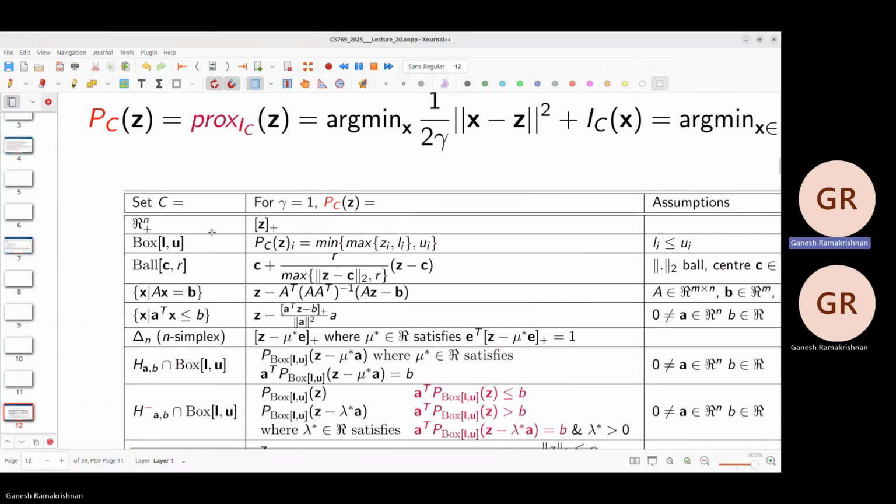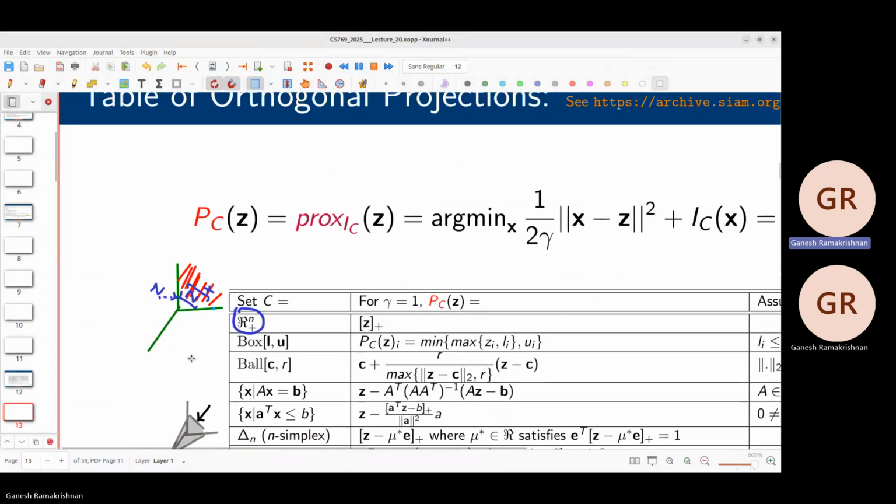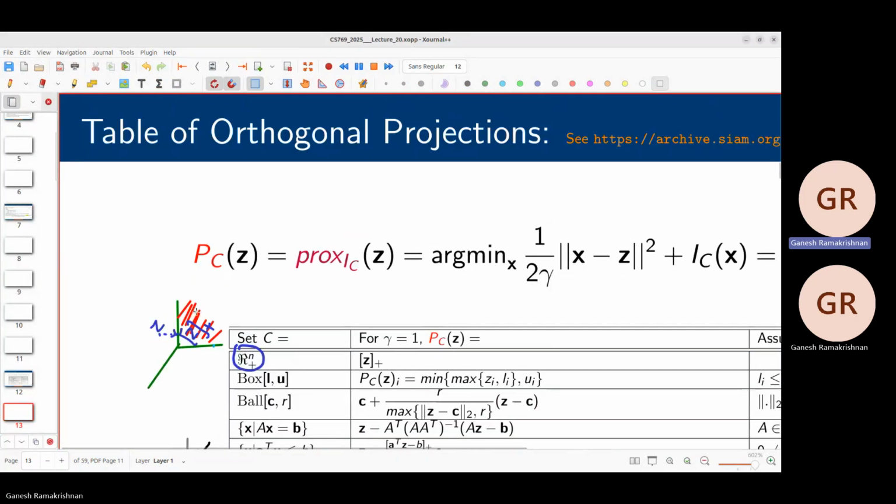Z plus is when Rn plus. If you're looking at Rn plus, you're just clipping it at 0, right? Let me in fact go to the next slide, maybe with the annotation here. What does Rn plus mean? If you are in the positive quadrant, then just stay there. If you go into one of the other quadrants, project it back to one of the cardinal axes.